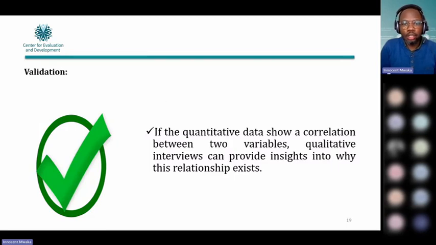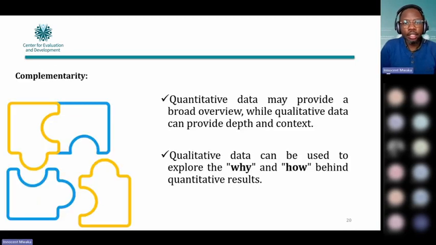Yeah, and so this is a way of validating some of the results, and also providing maybe deeper insights into why certain variables can be correlated or not. Again, on complementarity, most of these things are, let's say right now, separated categories, but in practice they're very much intertwined.